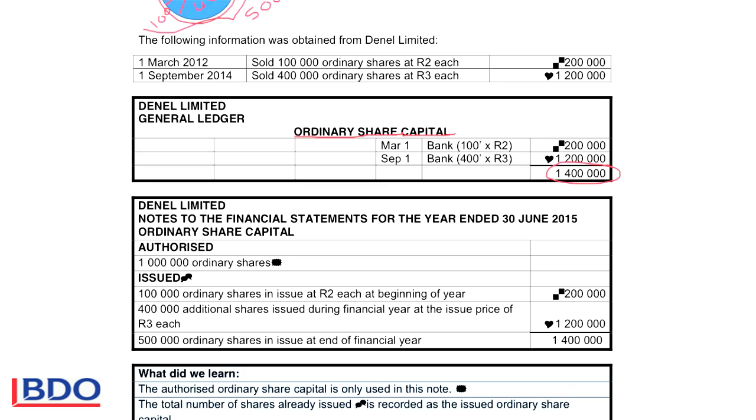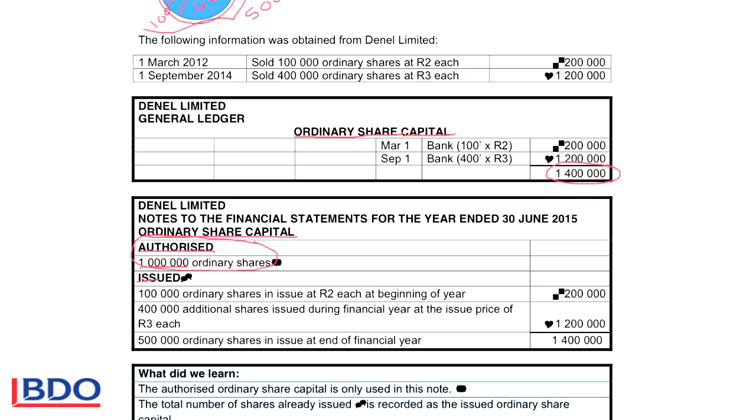Now, if we look at the note for ordinary share capital, we will say, ordinary share capital, how much is authorized? The maximum number that we can sell is 1 million ordinary shares. We can never sell more than that million. Now, this is the only place where you ever use the authorized share capital. Otherwise, you will never use it for any calculations.